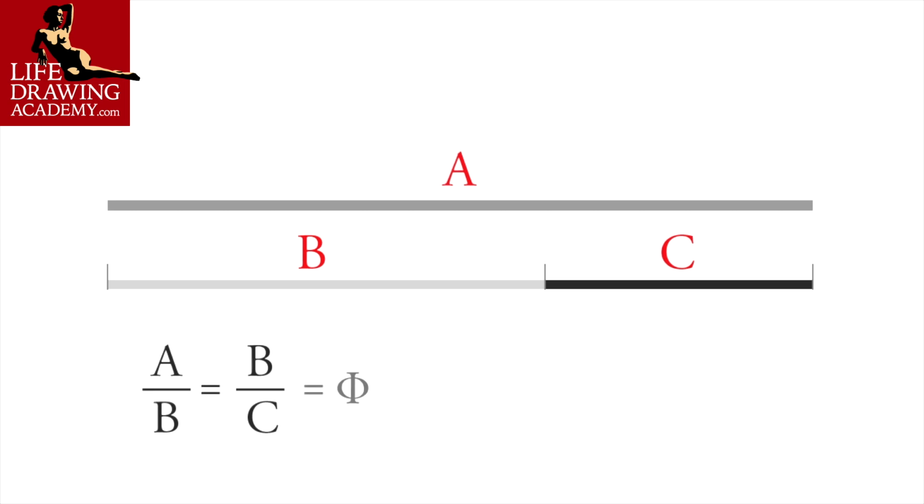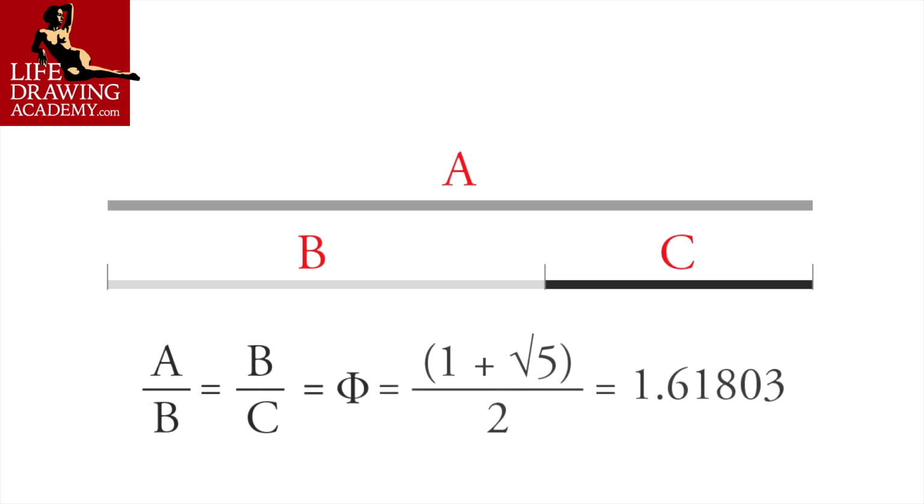This golden mean phi can be calculated as the sum 1 added to the square root of 5 divided by 2 and equals approximately 1.61803 to 1.